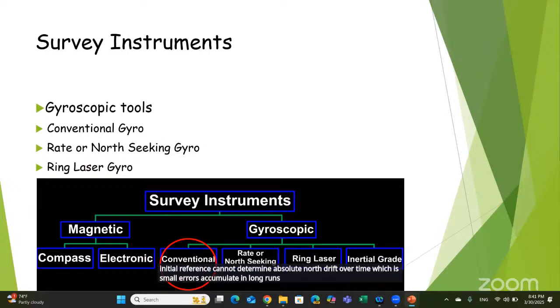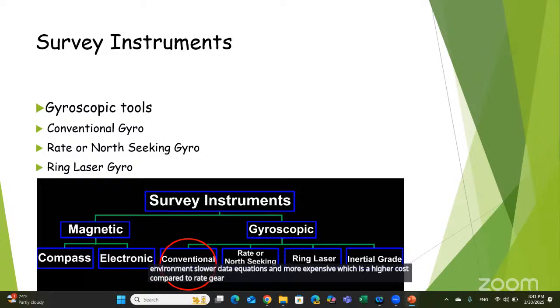And for the north-seeking gyro, which can determine true north independently, making it highly accurate for wellbore positioning, even in disturbed environments, the disadvantages are slower data acquisition and more expensive, which is higher cost compared to rate gyro.